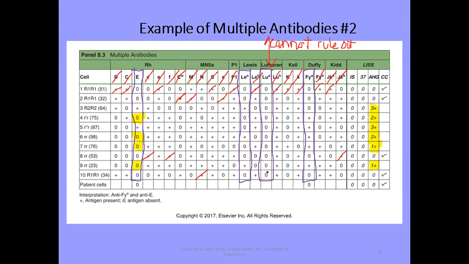When we look at the panel and we see that each cell is negative, this is telling us that Lua is a low frequency antigen, which it is, which means most people in the population do not have it, okay? And so antibodies to low frequency antigens are pretty rare, okay?